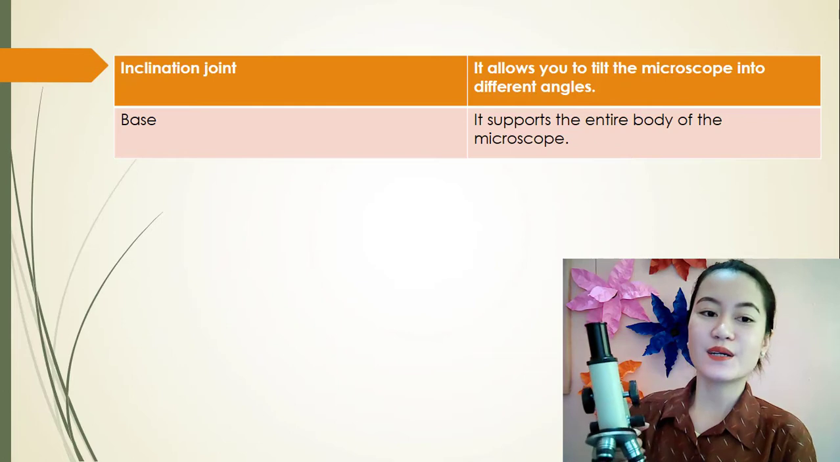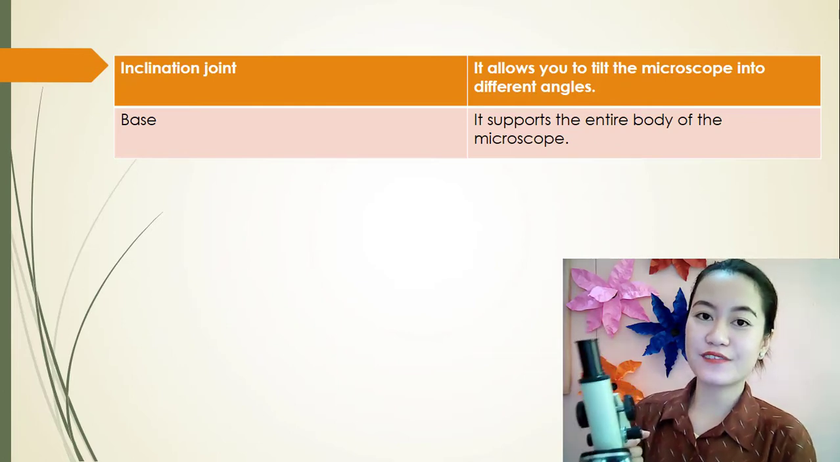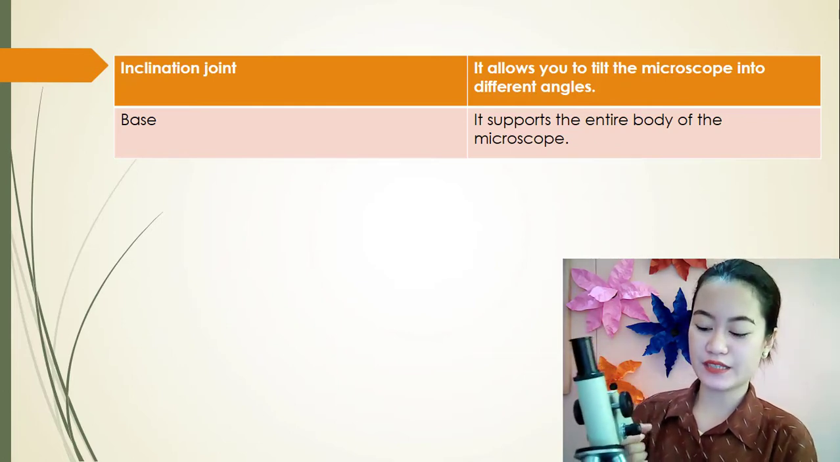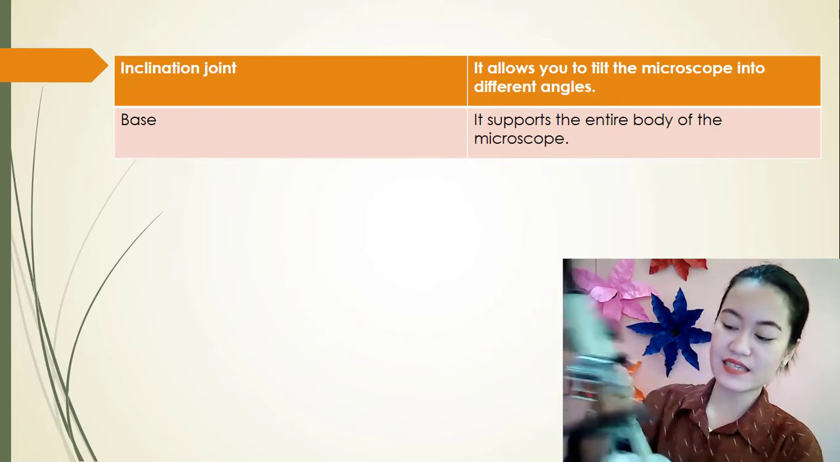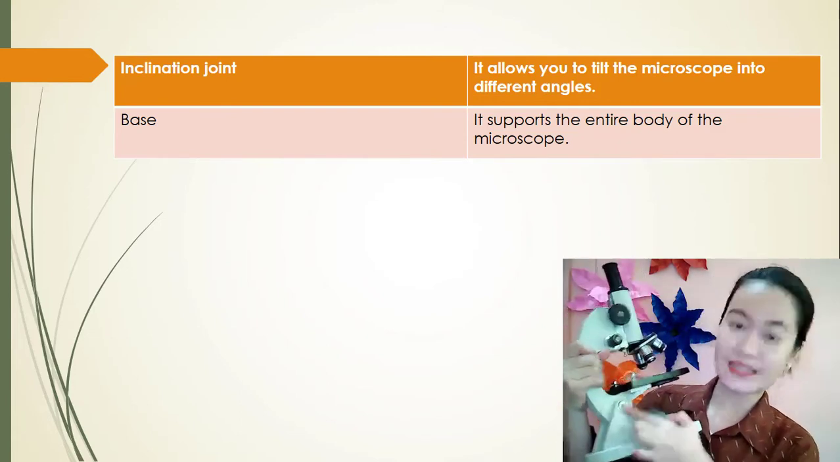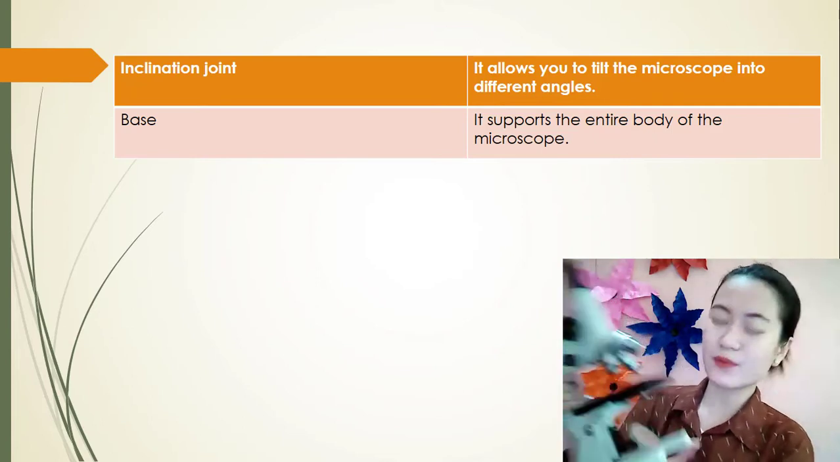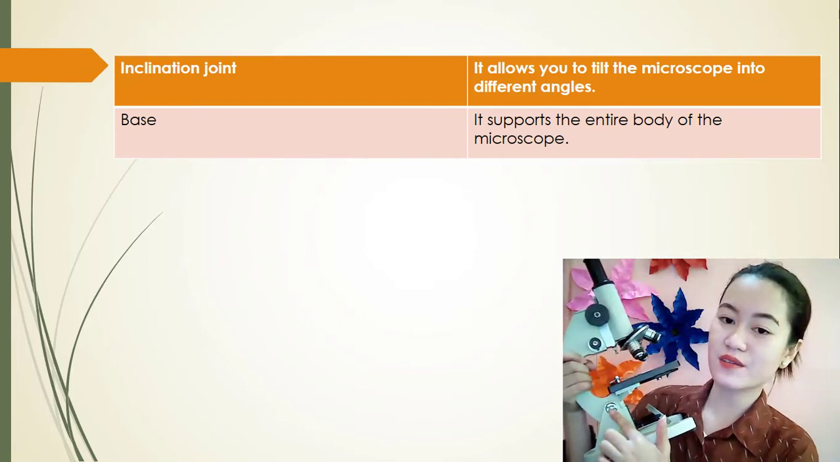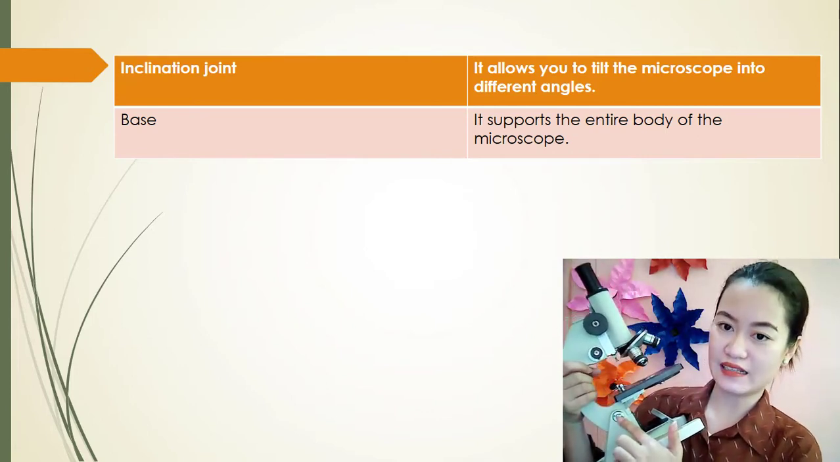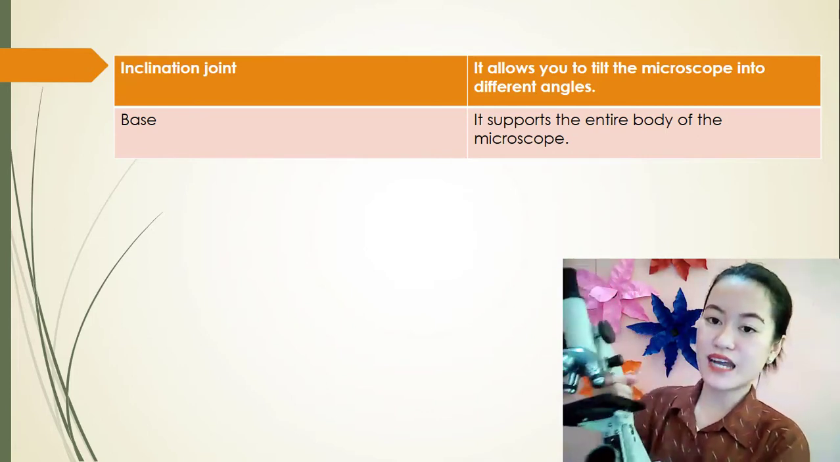Okay, class. So, next we have the inclination joint. Okay, so this is the inclination joint, class. Yan. And then sa kabila, yun din. Okay, that is the inclination joint. So, what is the function of this? So, it allows you to tilt the microscope into the different angles. Okay? So, nalilipat yan.